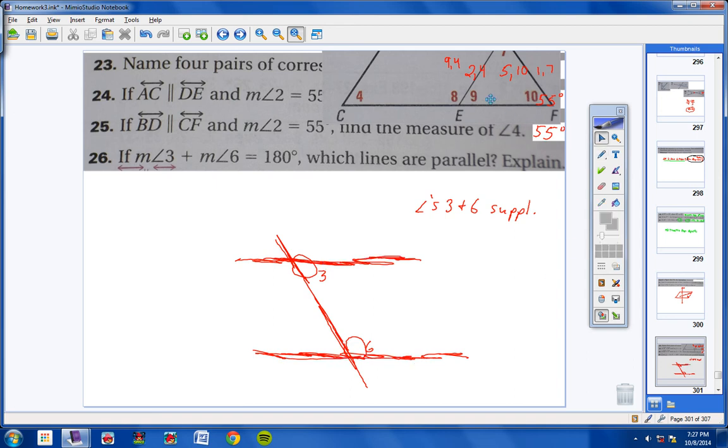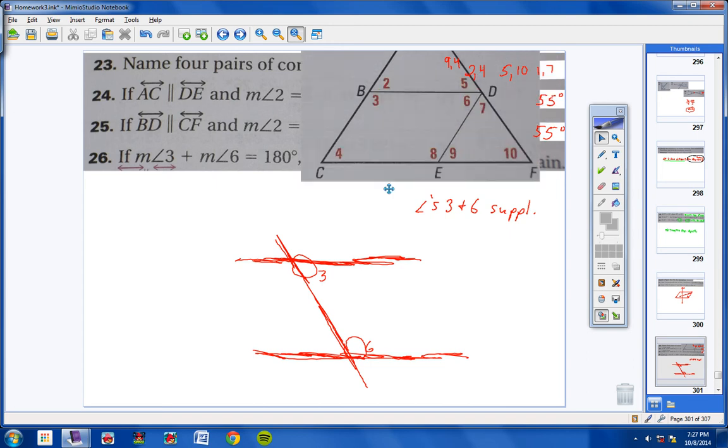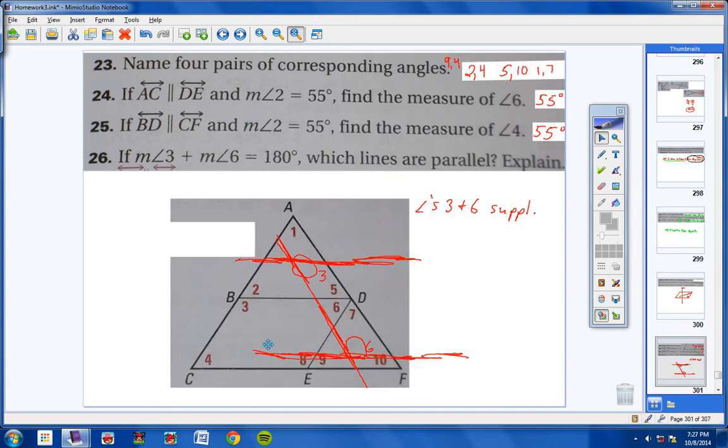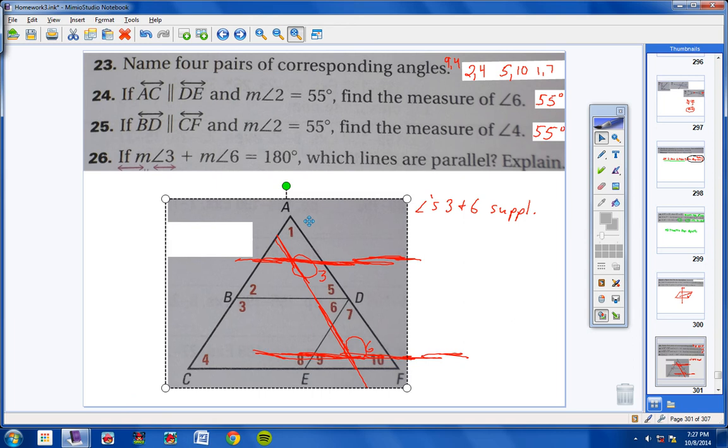Okay, let's pull this back down here real quick here. And where's angles 3 and 6? Let's turn this around here.